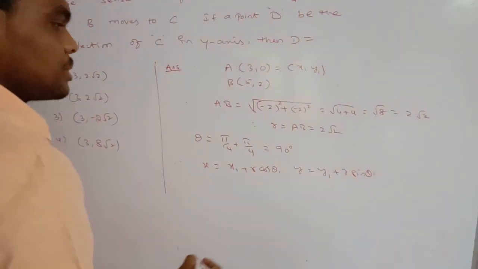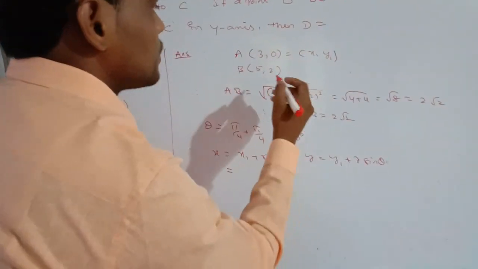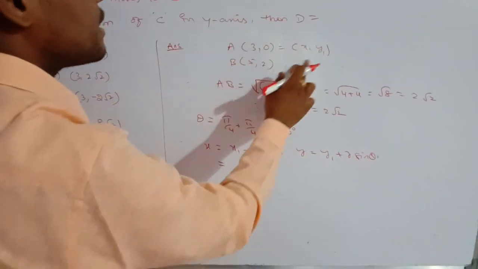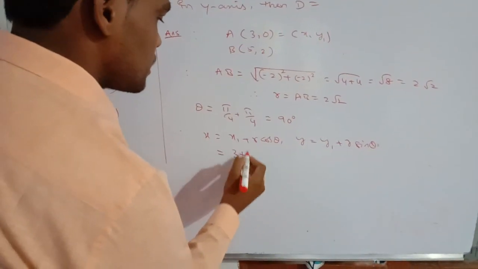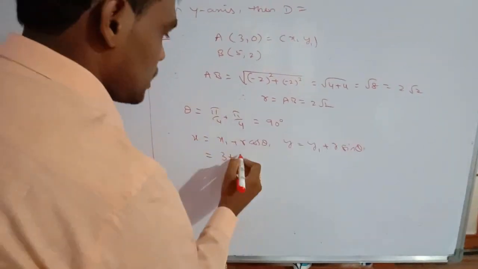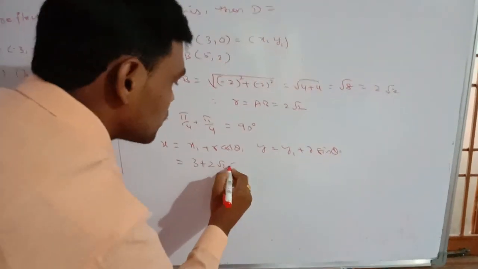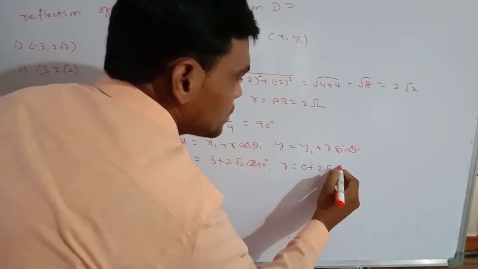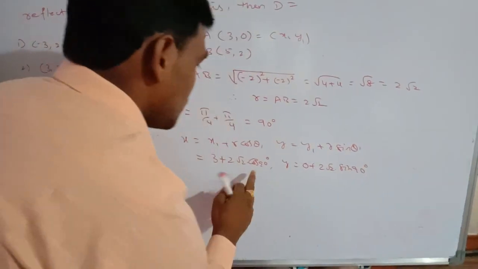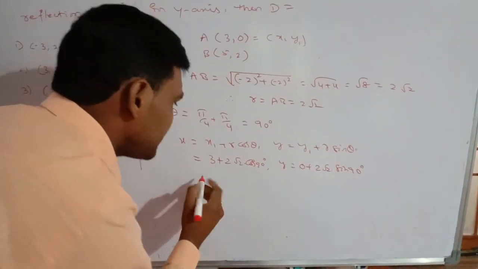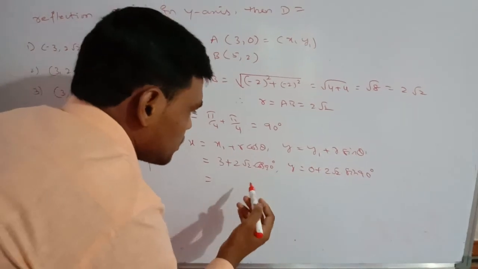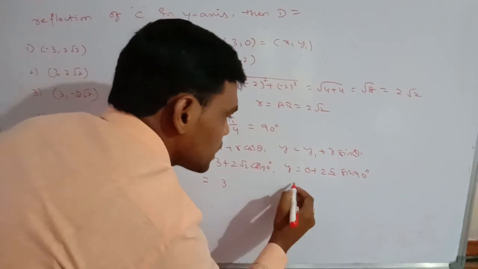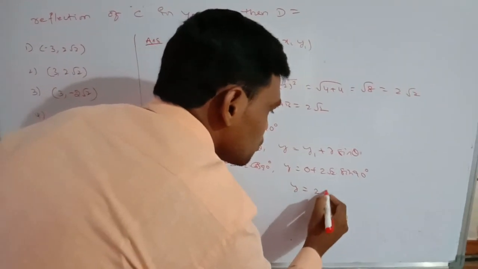These are the parametric equations. Now, the rotation is about the point A, that means (x1, y1), so x1 is 3. Then r is 2 root 2 into cos 90 degrees, and y is equal to 0 plus 2 root 2 into sin 90 degrees. Cos 90 is 0, so x is 3, and sin 90 is 1, so y is 2 root 2.